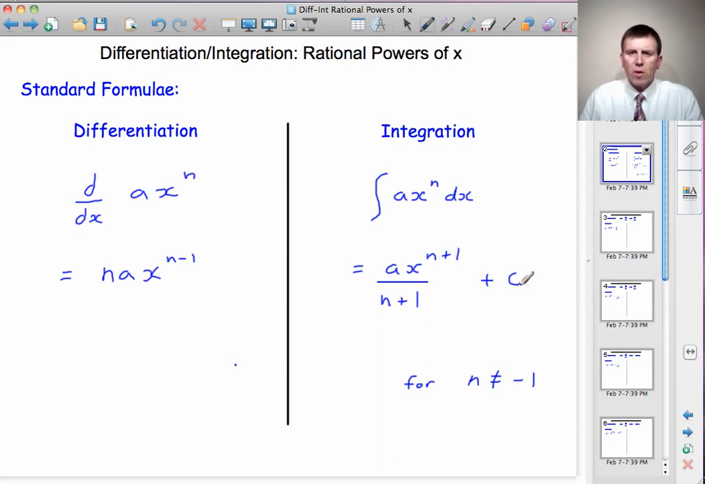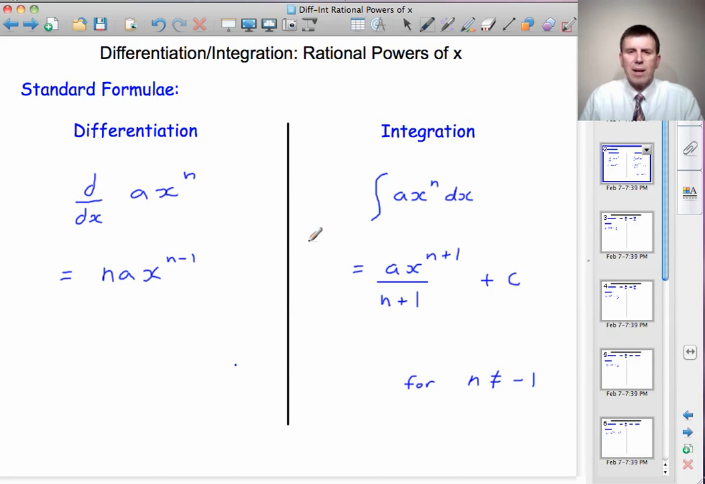Now it turns out that these formulae are not just true for polynomials, they're true for any rational powers of x, so we can have negative powers and we can have fractional powers. The only exception is we're not allowed to have n equal to minus 1. That would be the integral of 1 over x, and it would lead to us trying to divide by 0, because minus 1 plus 1 would be 0. And you'll find out later in the A-level course that the integral of 1 over x is actually a function called log x. However, back to differentiating and integrating rational powers of x.